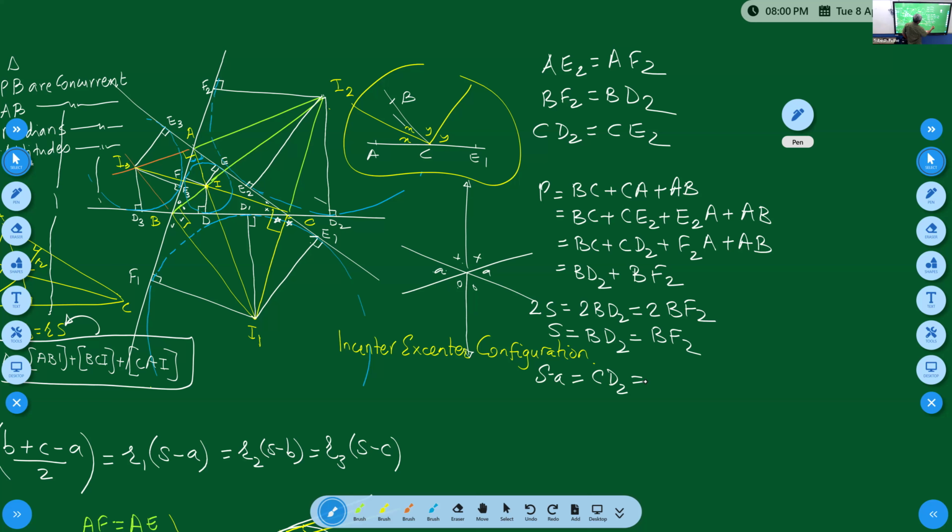CD2 is equal to CE2. And out of BF2, if you remove small c, AF2 is S minus B. And AF2 is equal to AE2.